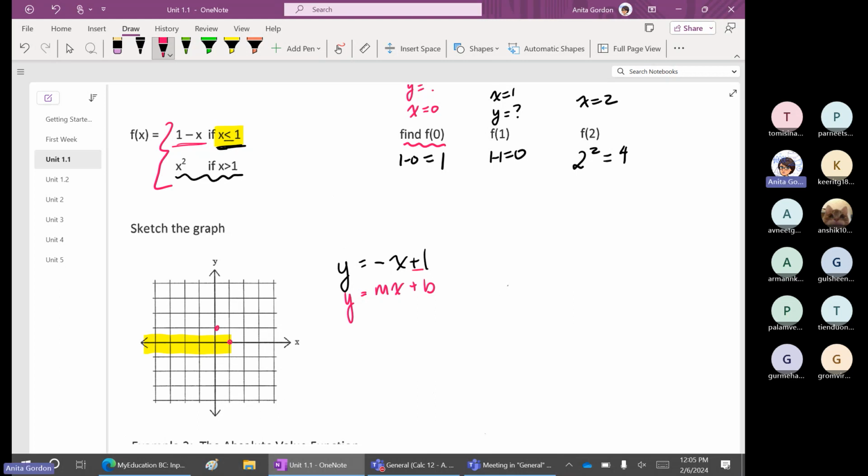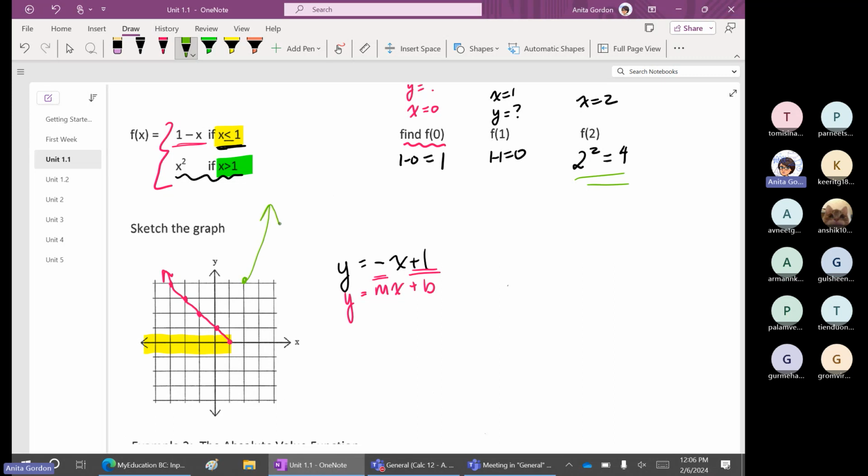So I have a y-intercept at 1. My slope is negative 1. And I can't go forward to the right because my domain ends there. I can go backwards. Draw an arrow, keep going that way for the first half of the graph. And then if I have x is greater than 1, I have a quadratic. Greater than 1, I already have a point that I did over here. When x is 2, y is 4. 1, 2, 3, 4.